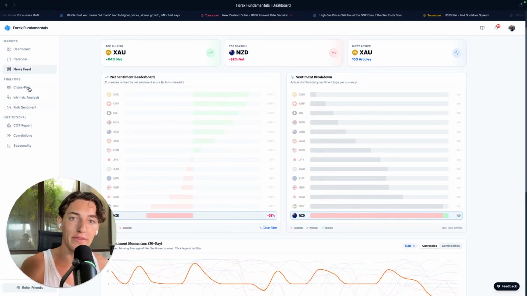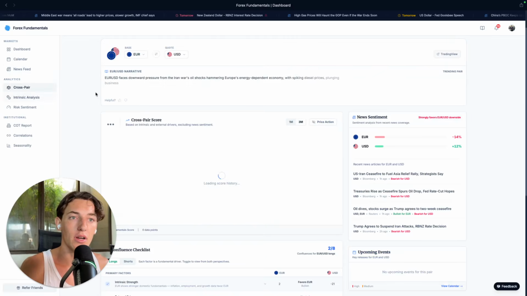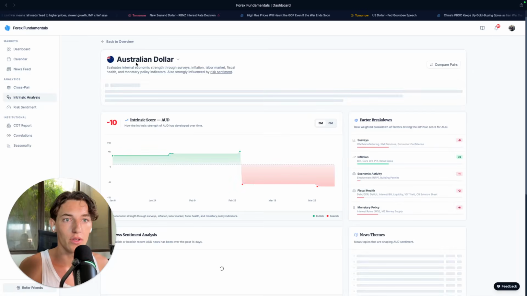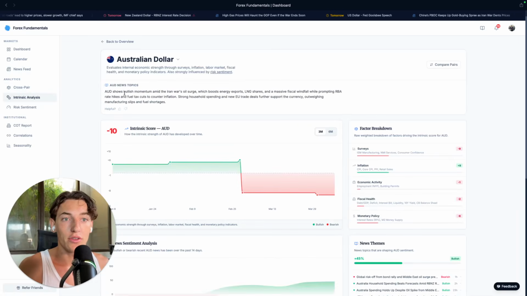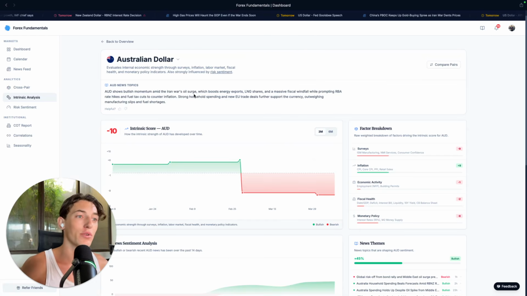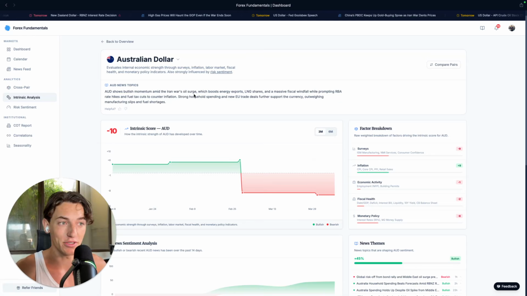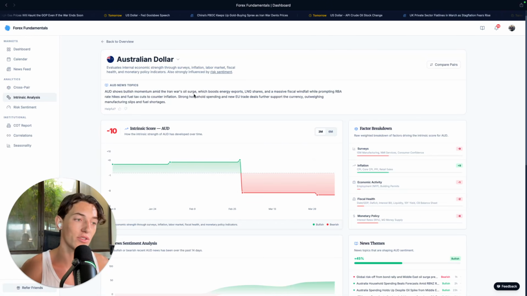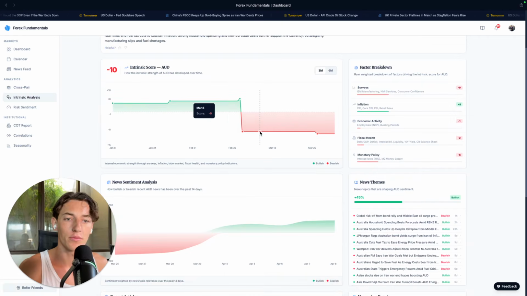We can also read about the narrative on AUD, right? Australian dollar shows bullish momentum amid the Iran war's oil surge, which boosts energy exports, blah, blah, blah, and a massive fiscal windfall while prompting RBA rate hikes and fuel tax cuts to counter inflation. Stronger household spending and new EU trade deals further support the currency, outweighing manufacturing slips and fuel shortages. So, clear winner over the New Zealand dollar.